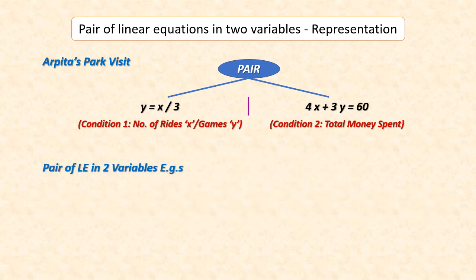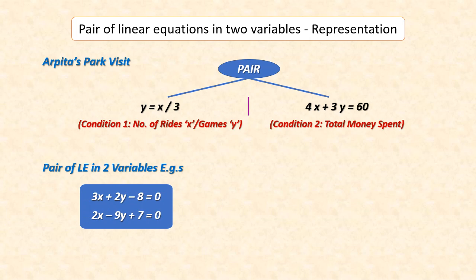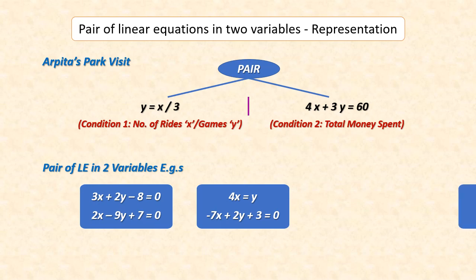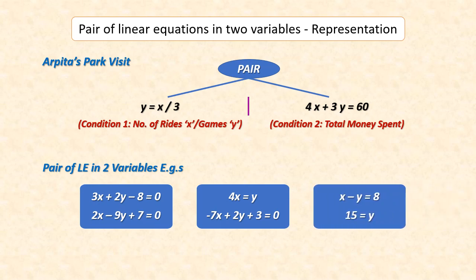Some examples of such pairs are as follows. 3x + 2y - 8 = 0 and 2x - 9y + 7 = 0. 4x = y, and -7x + 2y + 3 = 0. x - y = 8 and 15 = y.